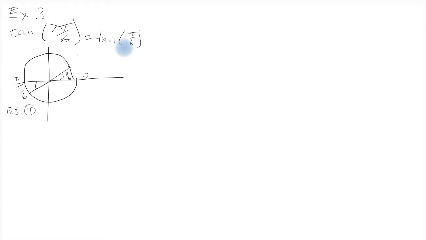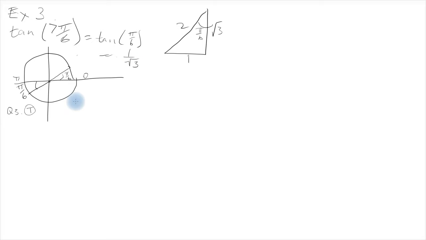So now we've got to find out what tan of pi on 6 is. So we can once again get out our perfect triangle, 1, 2, root 3. Pi on 6 is this angle up here, the small angle. So tan is 1 on root 3. There we go.